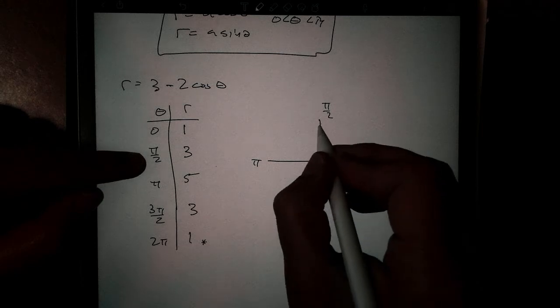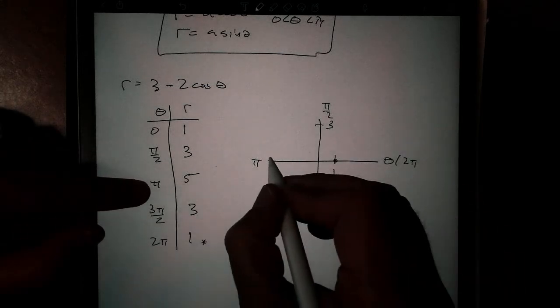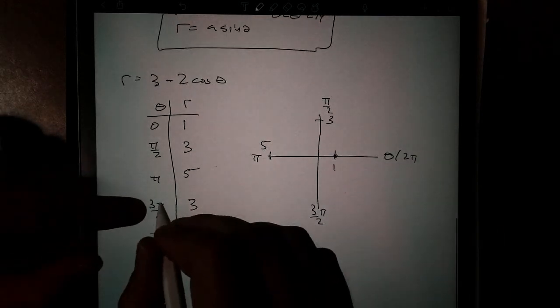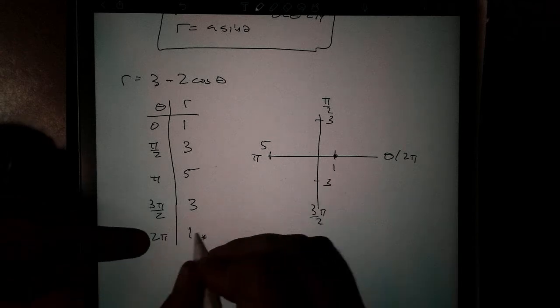At pi over 2, I go up to 3. At pi, I'm facing pi, I go out 5 units. At 3 pi over 2, I go out 3 units. And then I'm back to 1.